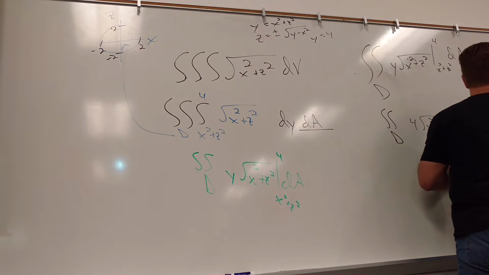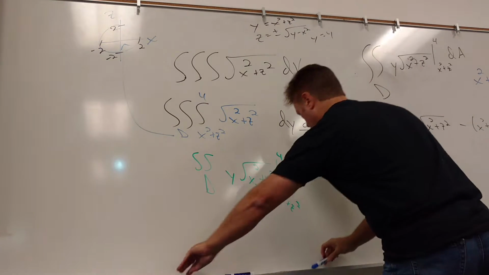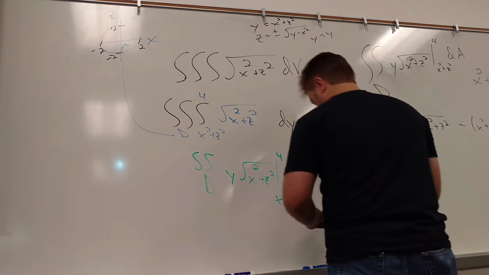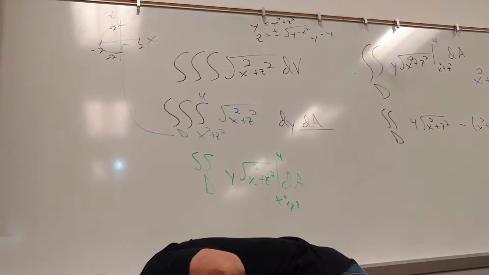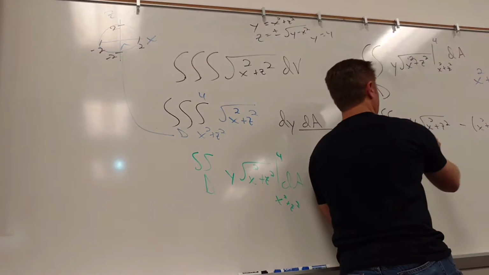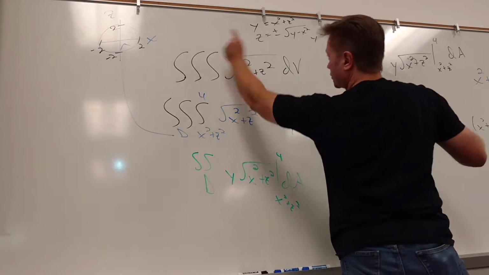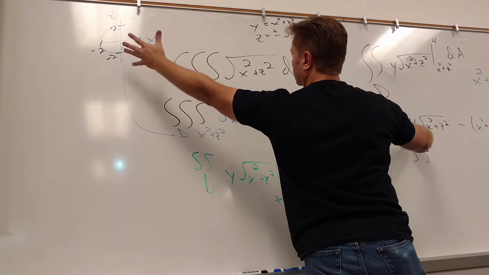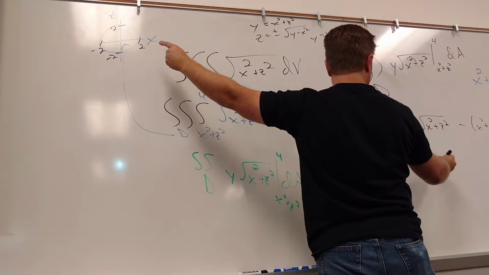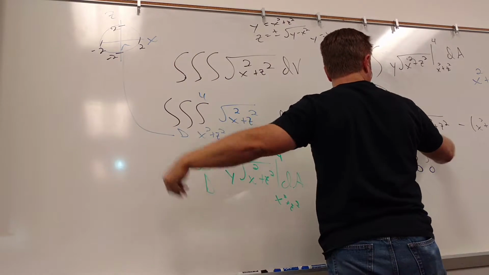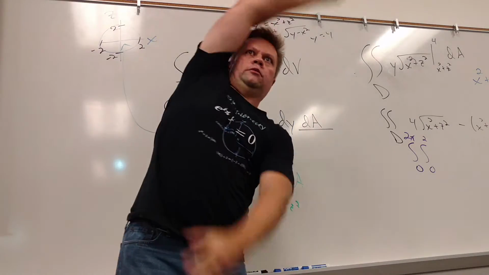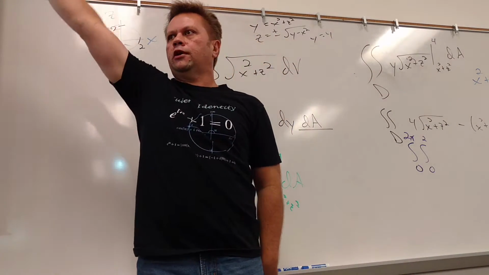And what does dA become? R dR d theta. And of course, theta is going from what to what? 0 to 2 pi. And R is going from not -2 to 2, right? Then you're going to double sweep that thing. No, you just got the one radius thing going on.